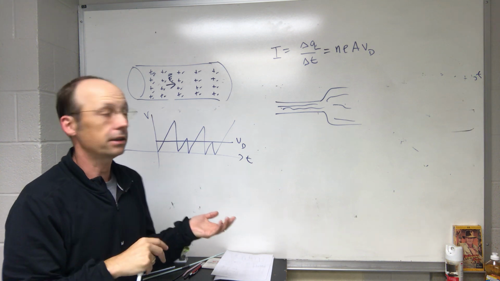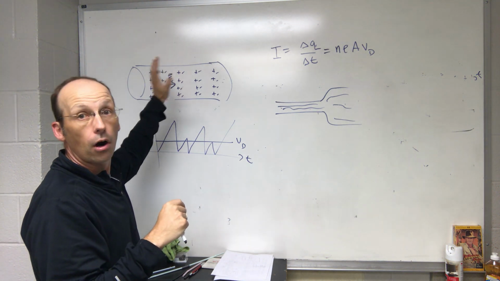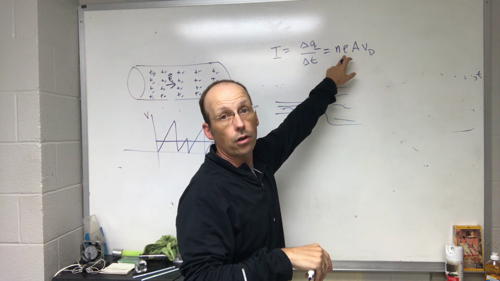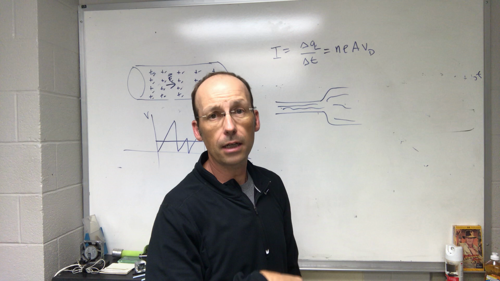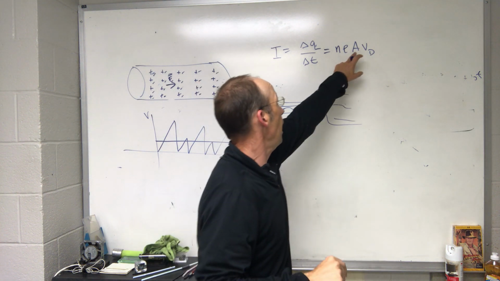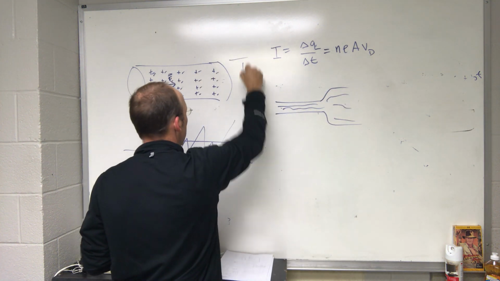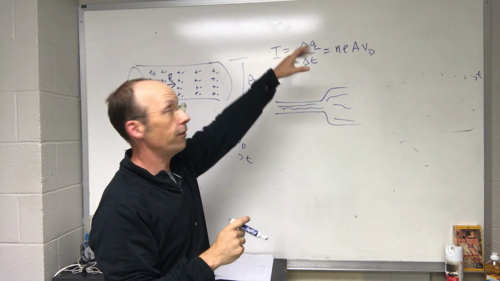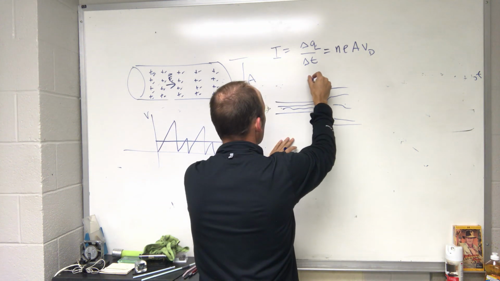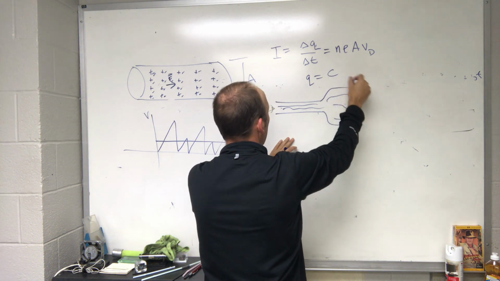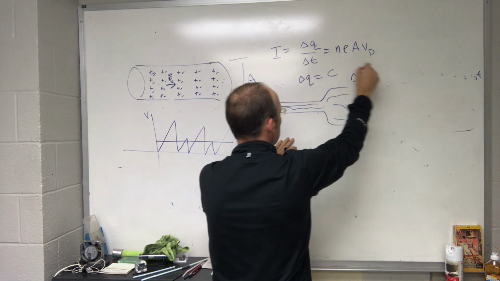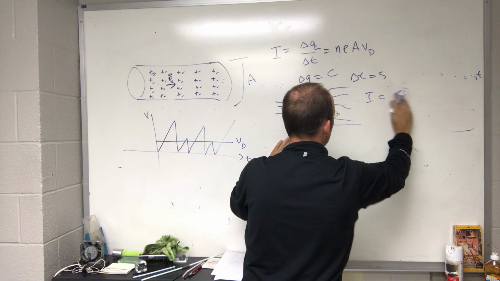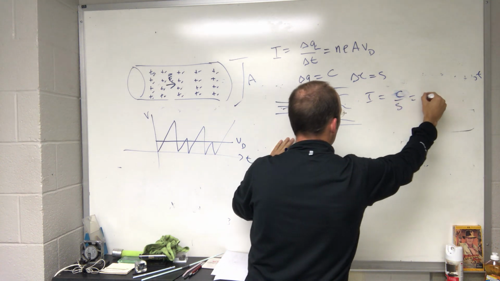It's the charge carrier density. How many charges per volume are able to move in this material? e is the value of the charge. If it's an electron, it'd be 1.6 times 10 to the negative 19th coulombs. A is the cross-sectional area, it's this area, and v_d is the drift velocity. Okay, so this is my definition of current. If Q is in coulombs and delta t is in seconds, then I is in coulombs per second, which is an amp.